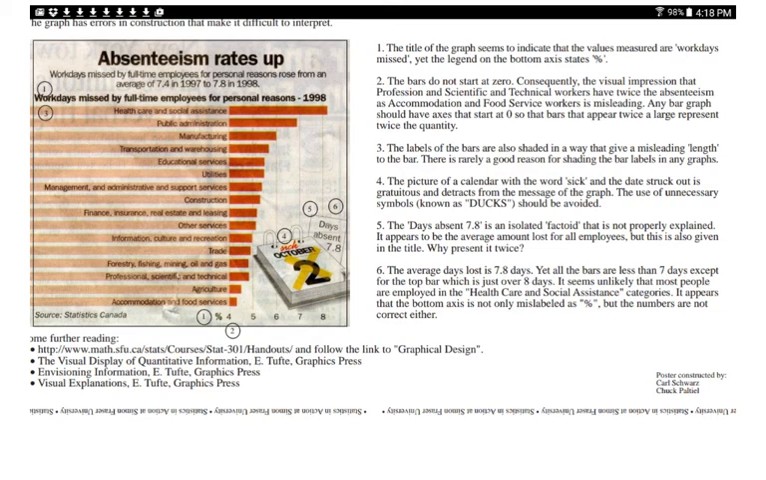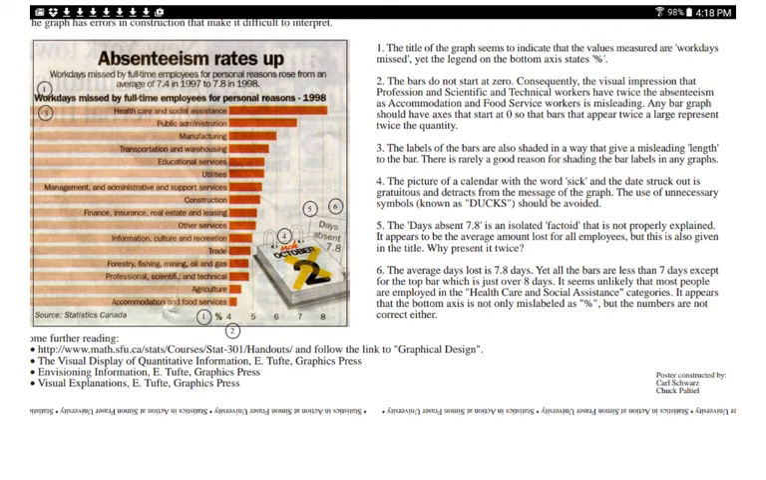And it's pointed out in number 3. The labels of the bars are also shaded in a way that gives a misleading length to the bar. The picture of the calendar and the word sick, it just detracts, according to, this is their opinion, number 4. There's lots of extra symbols in here you really don't need, and they call them ducks. I had looked up what duck stands for. It's an acronym for something about unnecessary symbols.